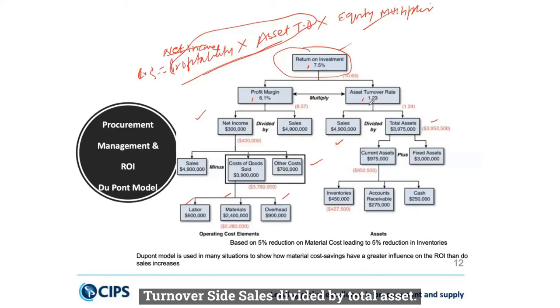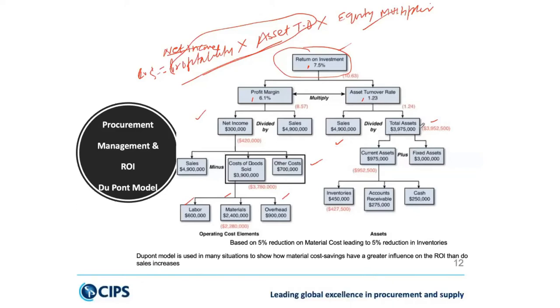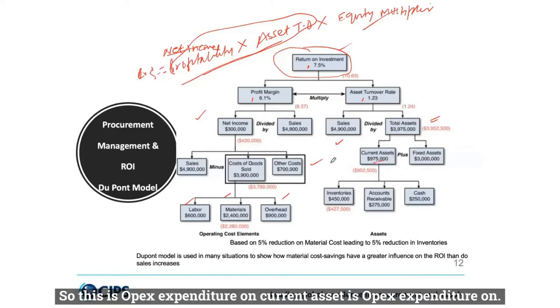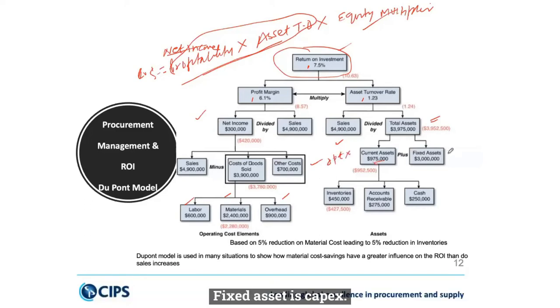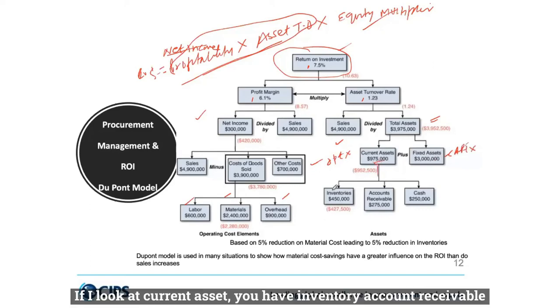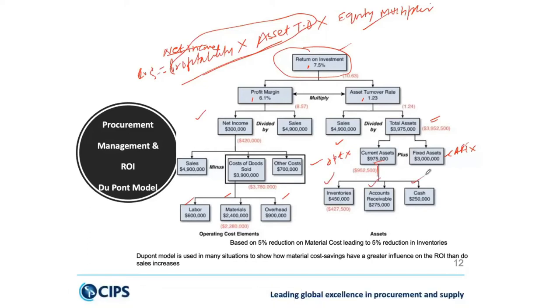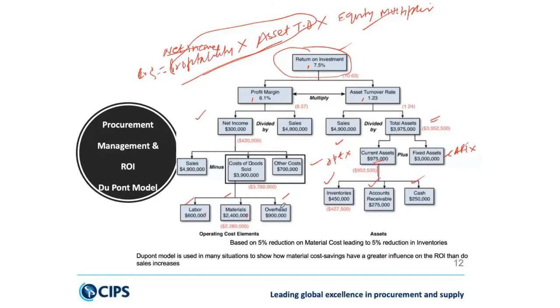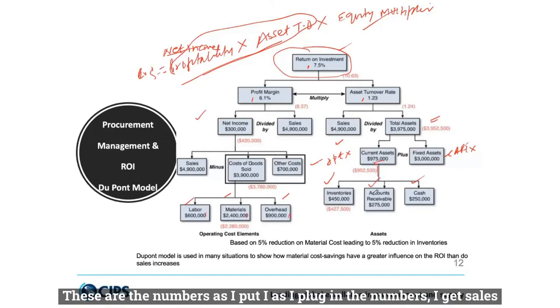On the asset turnover side, sales divided by total asset, that's the formula. Total asset is current asset plus fixed asset. Expenditure on current asset is OPEX. Expenditure on fixed asset is CAPEX. Capital expenditure, operating expenditure. If I look at current asset, you have inventory, account receivable, cash. So for a given organization, these are the numbers.